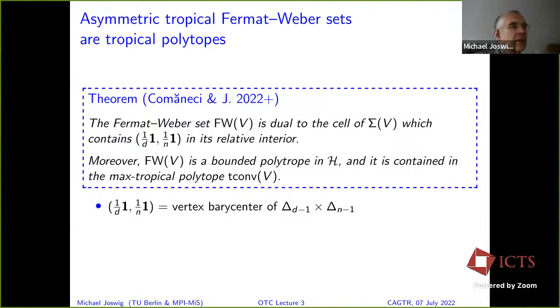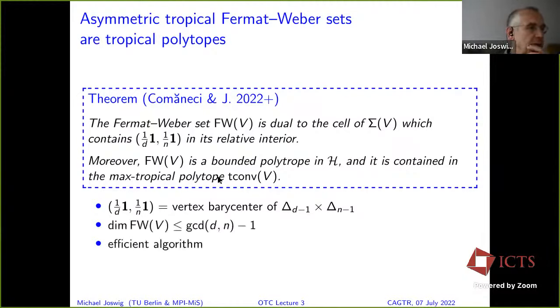So it is like in the tropical convex hull, the thing which sits in the middle, where the middle is defined via this vertex barycenter construction. And also it turns out that this is a bounded polytope. It's not a typo here: it's a polytope which is at the same time tropically convex. These are sometimes called polytropes. If they have integral vertices, they are sometimes called alcove polytopes in the literature. But the Fermat-Weber set is such a polytrope, and it is contained in the max tropical convex hull. And again, we will see an example.